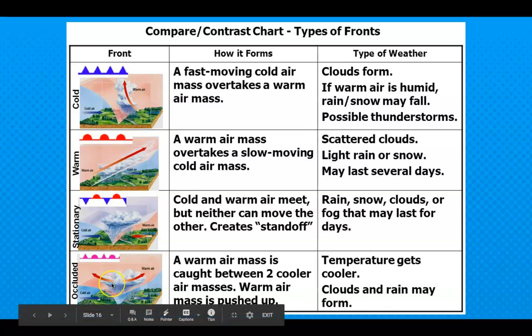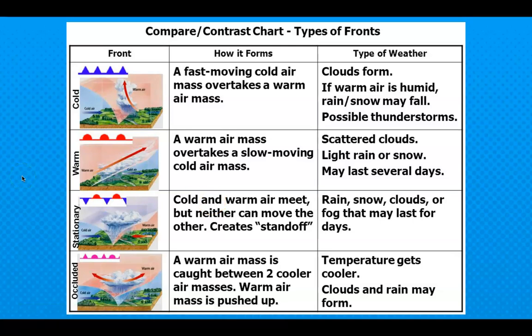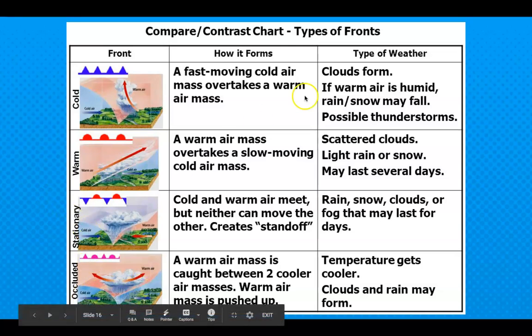And finally, the occluded front. This is where warm mass gets caught in between two cooler air masses, and that warm air is pushed up. Here is where you're going to get severe weather too. Clouds and rain, and the weather will get colder.